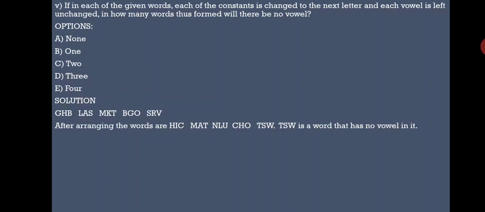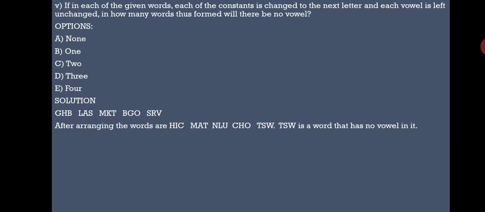Similarly for LAS, L and S are consonants. Replace L and S with the next alphabetical letters and keep A as A, because A is a vowel. We need not change that. So keep A as it is and change the remaining letters. Similarly, MKT, the 3 letters are consonants, right?